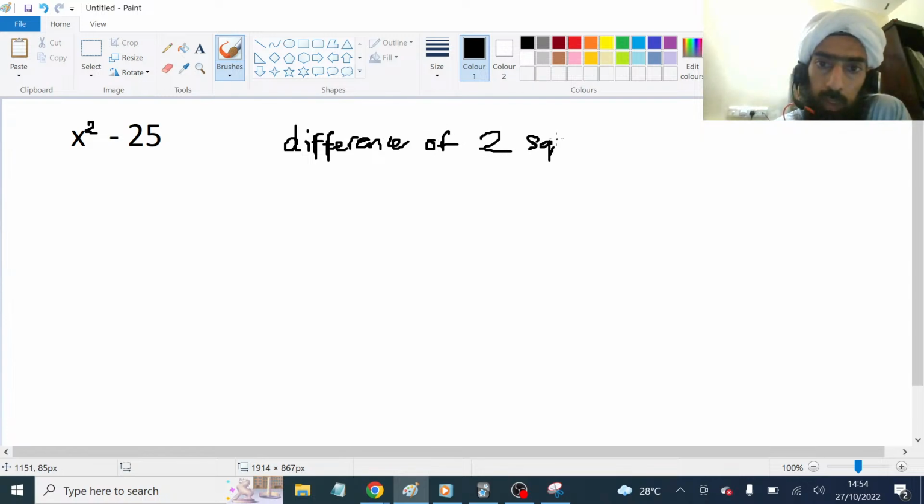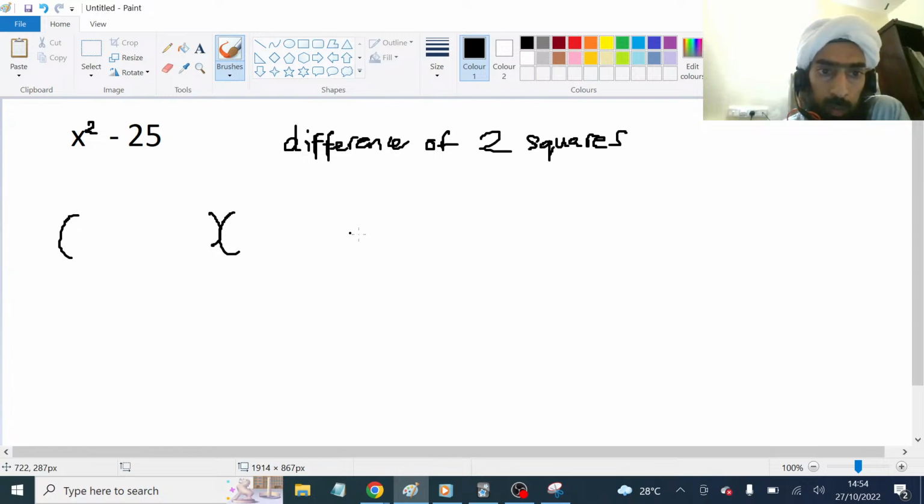The reason why it's called the difference of two squares is because each of the two terms is a square number. 25 is a square number, it comes from 5 times 5. x squared is a square number because it's x times x. So when you have two square numbers, and the takeaway in the middle is finding the difference, this is why it's called the difference of two squares. And the technique is very, very easy.